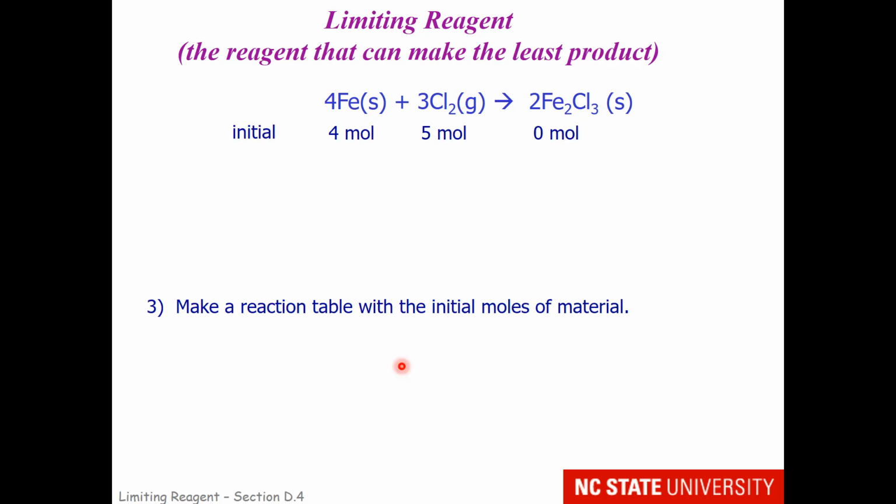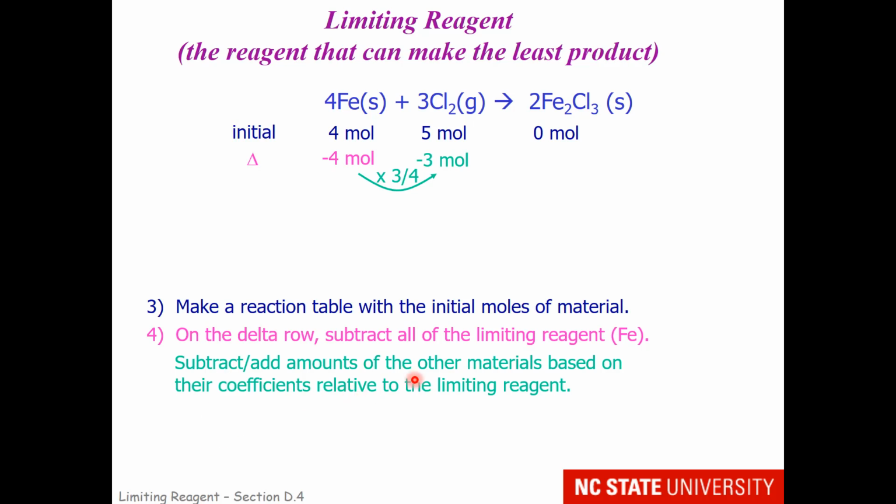All right, continuing with the idea of an ICE table. Those of you who are familiar with it know that you start with an initial row. Initially, I have 4 moles of iron, 5 moles of chlorine, and no moles of my product. Then you do what's called a delta row or change row. And what I want to do is subtract all the limiting reactant, which we have determined is the iron. So I'm going to subtract 4.